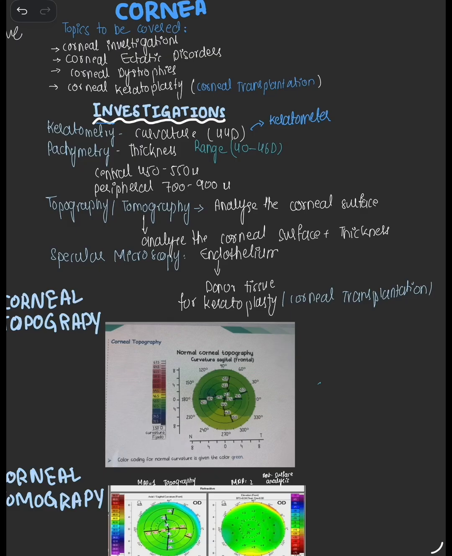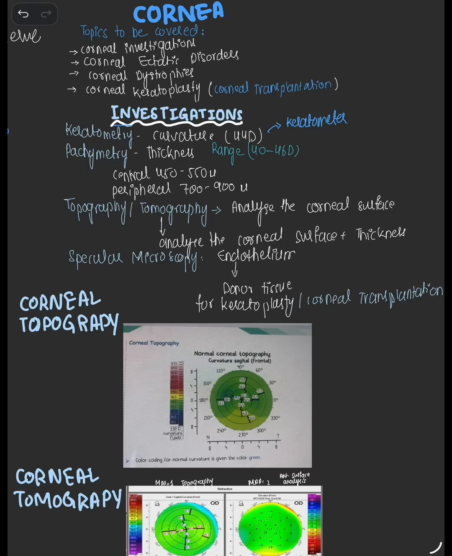If we want to analyze the corneal surface, whether it has depressions or elevations on the surface, then we do the topography. It is to analyze the corneal surface. And the tomography is better than the topography, because in this we analyze the corneal surface as well as the thickness of the cornea. So tomography is better than the topography.